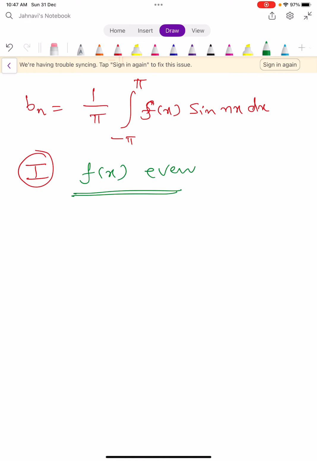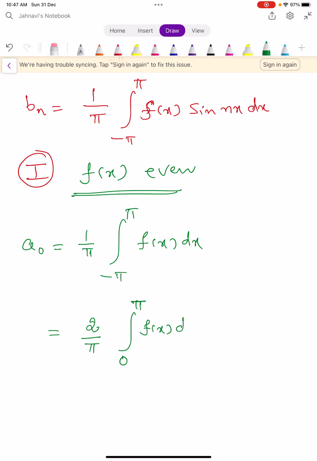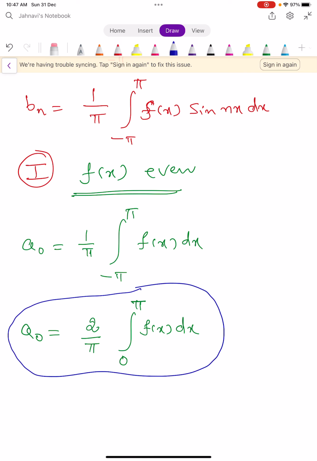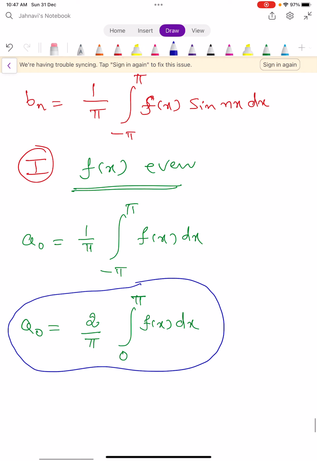So if f of x is even, then this a naught, which is 1 by pi integral minus pi to plus pi f of x dx, can be written as 2 by pi integral 0 to pi f of x dx. So a naught becomes 2 by pi integral 0 to pi f of x dx whenever f of x is even.